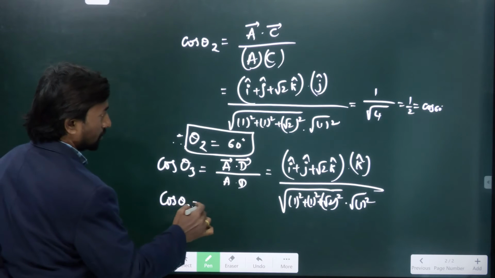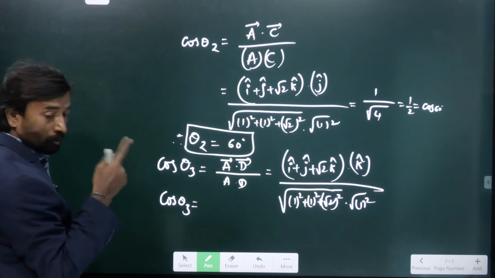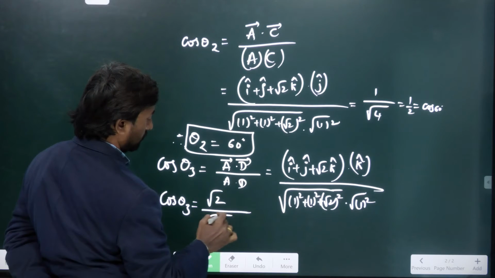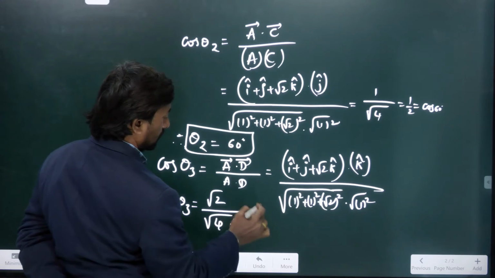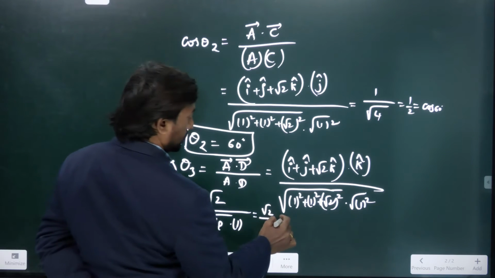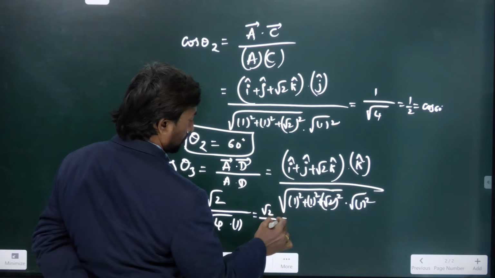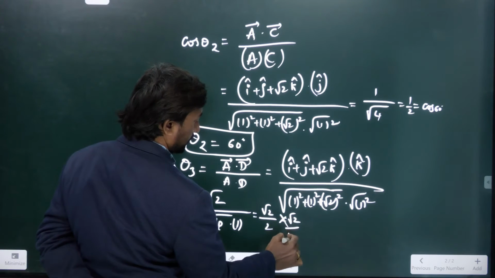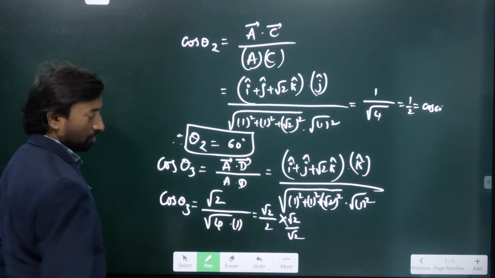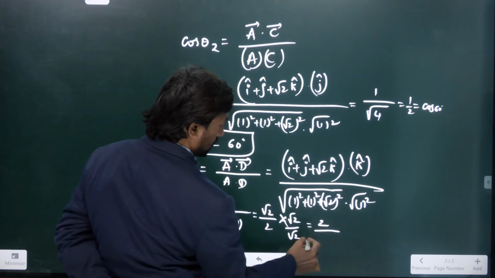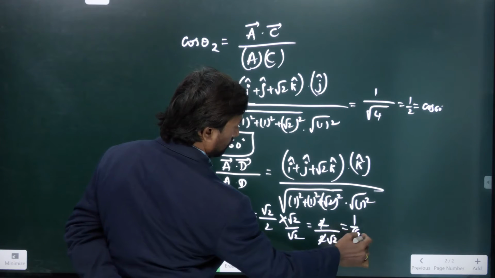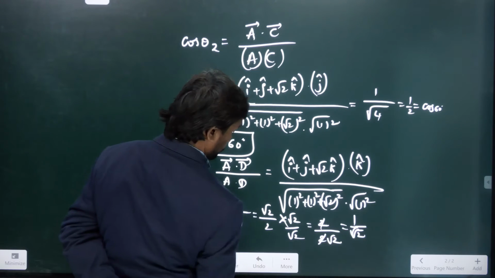Cos theta 3 is equal to, how much do we get here now? Root 2, no? Root 2 will come here. So root 2 divided by, here the same value 4 will go into 1. So how much do we get here? Root 2 divided by 2. How can we write that? Here we will divide by root 2 and multiply by root 2. So we get 2 divided by 2 into root 2. The 2 will be cancelled here, and we get 1 by root 2.